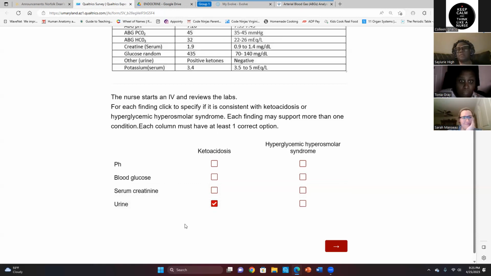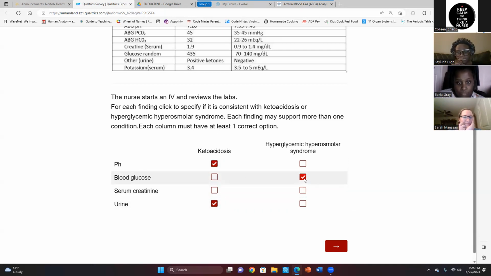The pH is acidic, so I would say acidosis. I mean, it would make sense. They're both acidic. Okay, and you are correct. Blood glucose: the glucose, hyperglycemic, osmolar. I'm putting it over there in the glucose, because it's high.